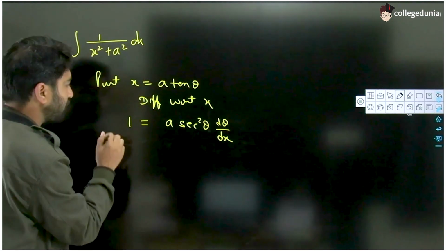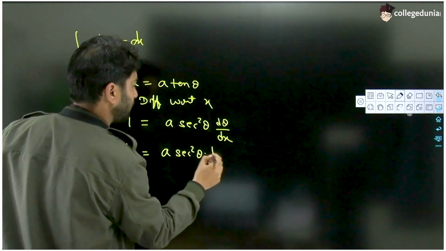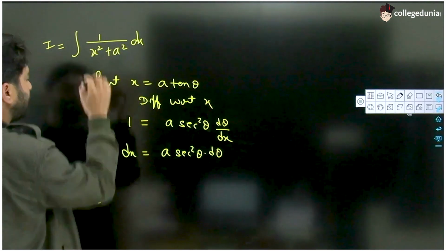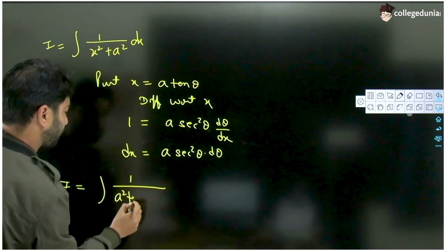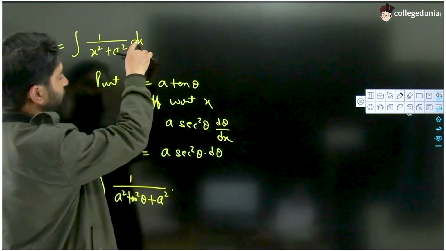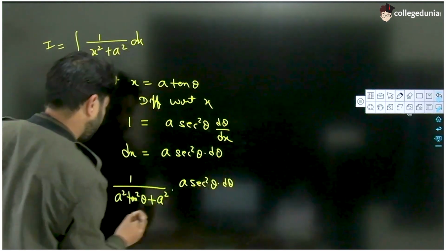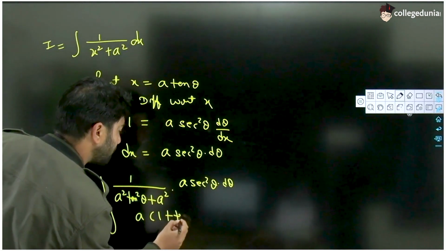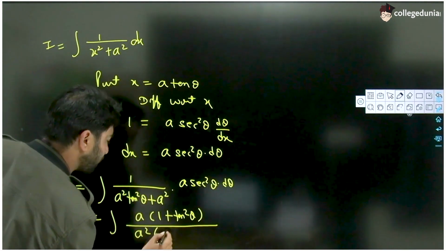Now this dx will be brought to the left hand side. Now we have a sec square theta d theta on the right hand side. So now the integral will be: we have 1 in the numerator, and x square means a square tan square theta, plus a square. And in place of dx, we will write a sec square theta d theta. Now you can see in the numerator we have sec square theta, which can be written as 1 plus tan square theta. And in the denominator, a square is common, so we have tan square plus 1 in the bracket.